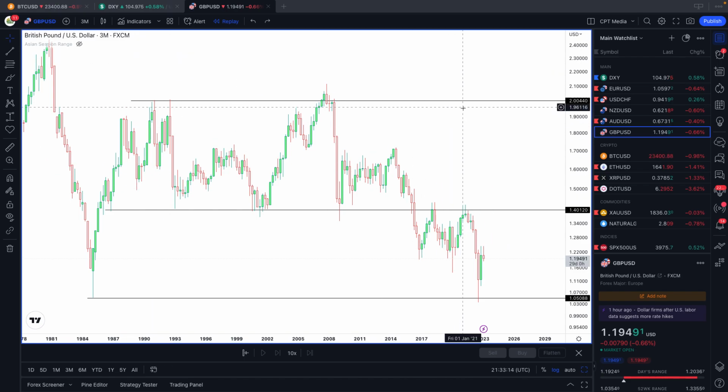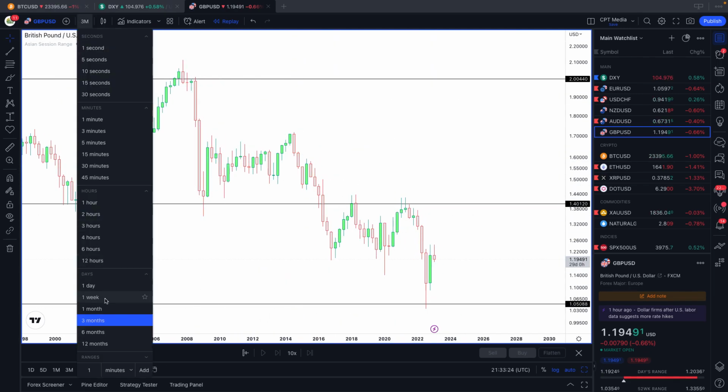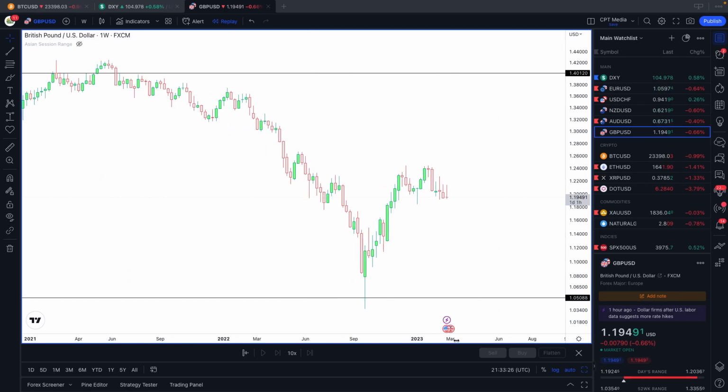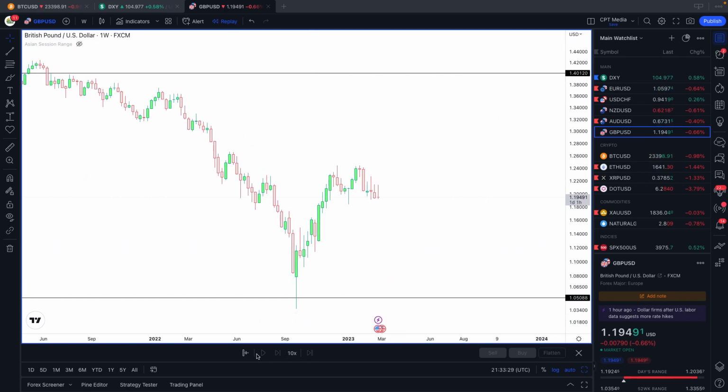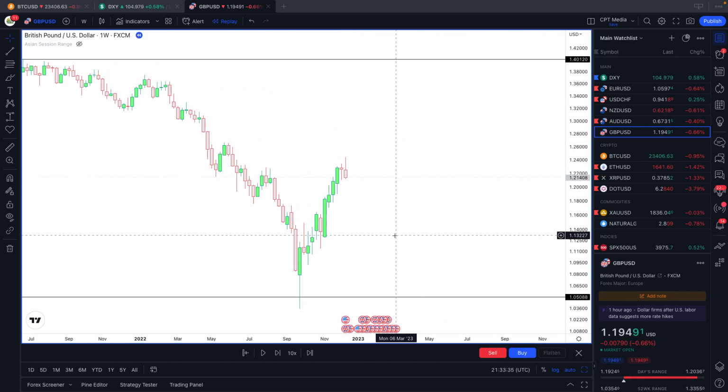Okay, again, these are also psychological regions, as they are all round numbers, which is also an important factor to keep in mind. Okay, so now let's say we're pushing out on the low time frame. Let's go on the weekly because we're on the 3 month now. Now let's push price back a bit because I want to see what goes on here. Now let's investigate a little further.